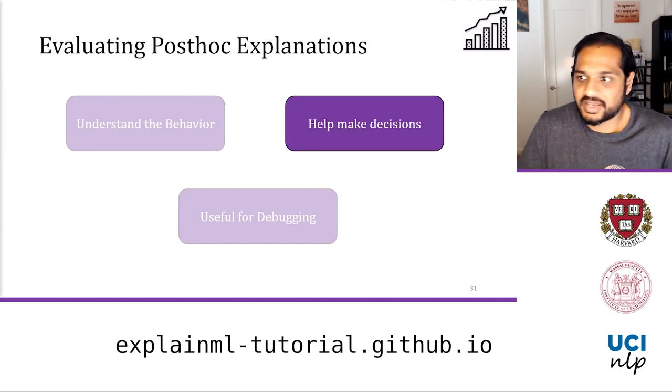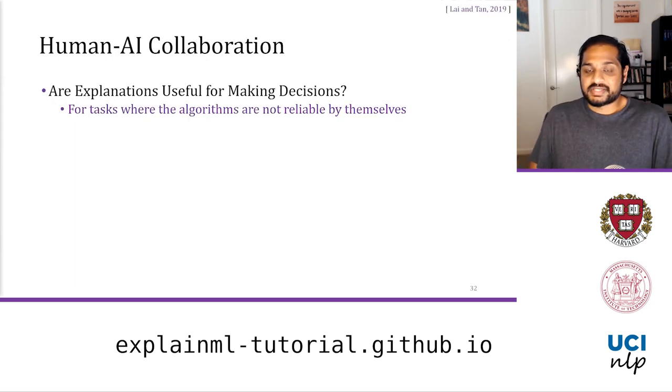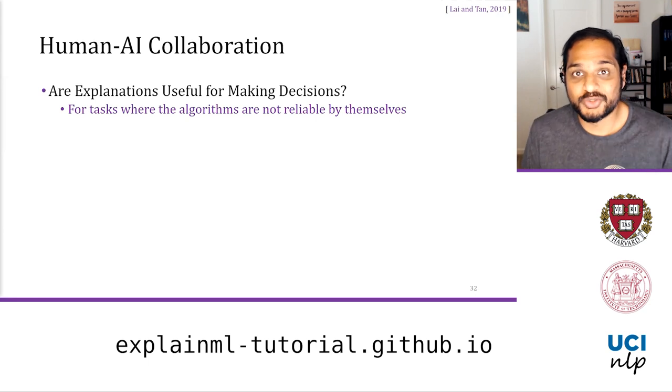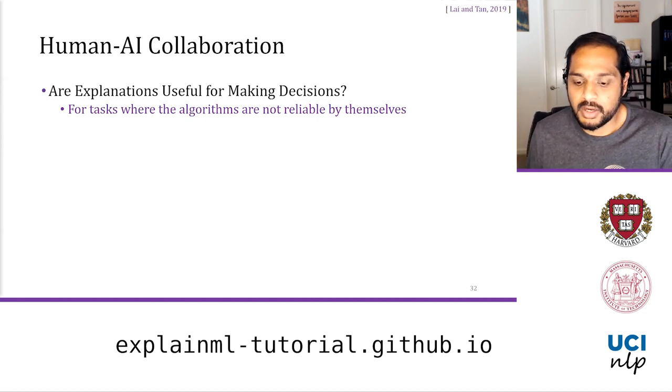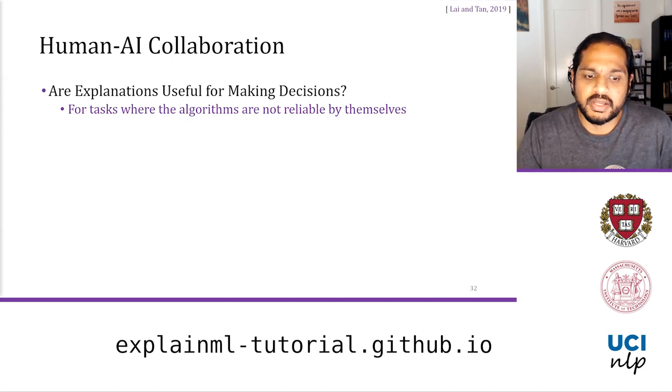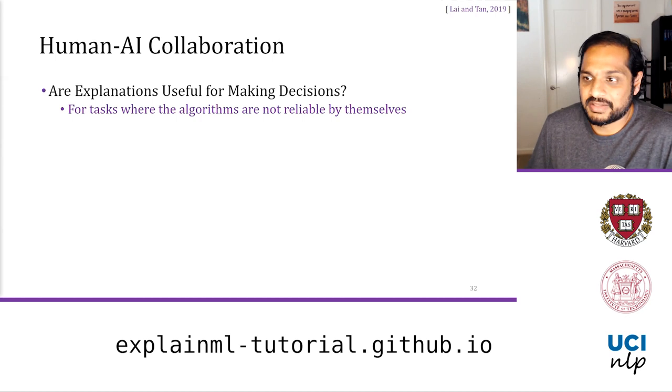The last section I have is helping humans make decisions. So the question here is, are the explanations useful in any way for humans to make better decisions than just using an AI? Mostly you want to use this when the algorithms are not reliable by themselves, or you wouldn't want them to make the decisions.